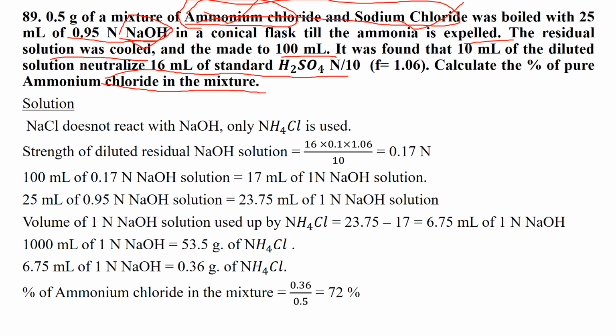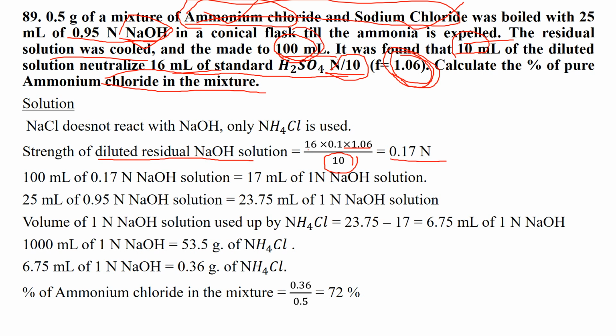So the strength of the diluted residual NaOH solution is equal to 16 into 0.1 into 1.06. This 1.06 is the normality factor, and we have to multiply the N/10 by the normality factor, so 16 into 0.1 into 1.06 divided by 10. Where is the 10? This one is the 10. By using this normality concept, we easily calculate the strength of this 100 ml NaOH solution, that is 0.17 normal.